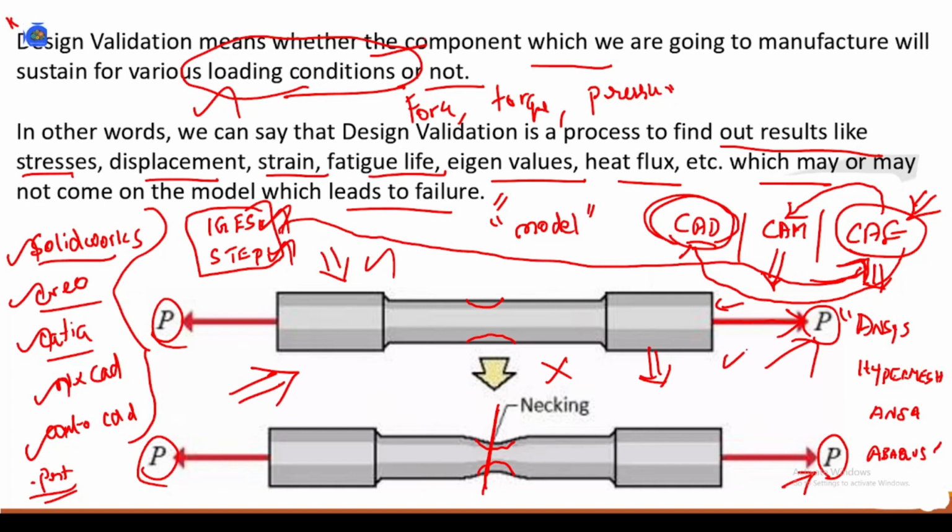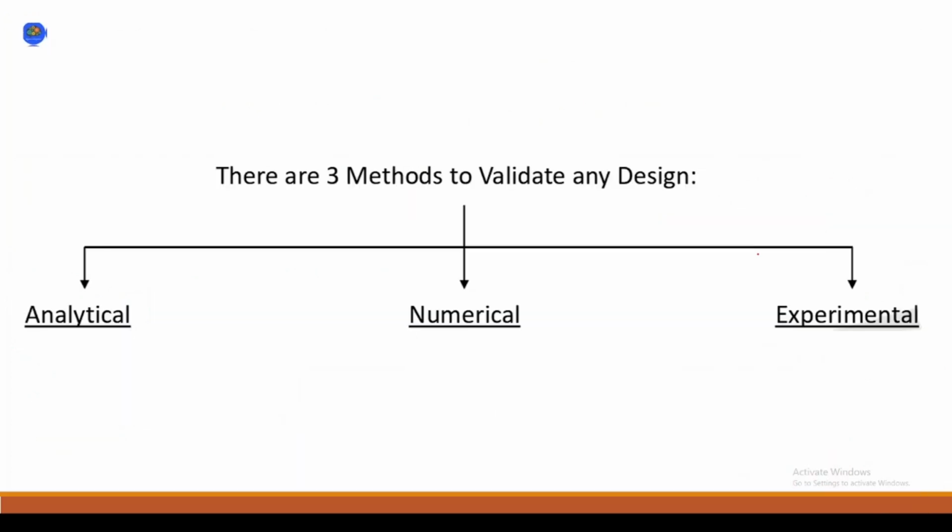And now if it sustains, then again he will give the information to computer aided manufacturing to start the production. So this is what the design validation means, okay. Now there are three methods to validate any design. One is analytical method, the next one is numerical method, and the third one is experimental method.